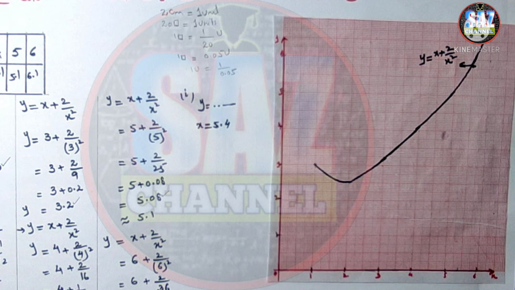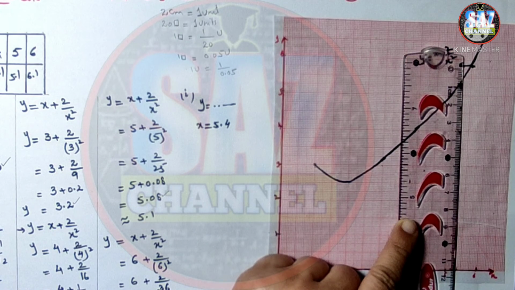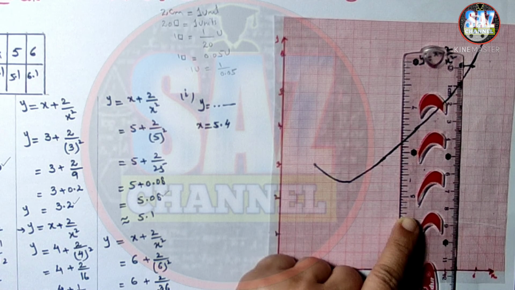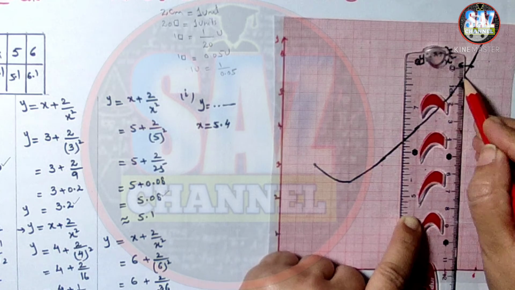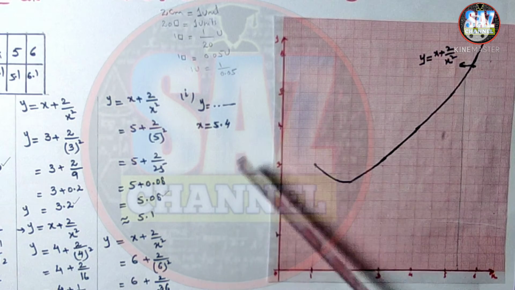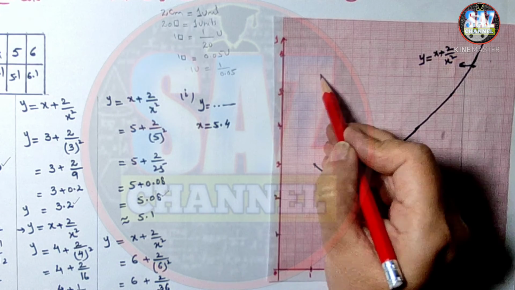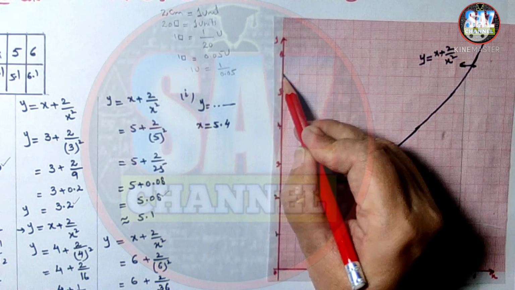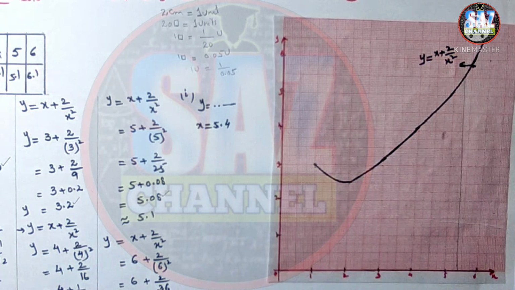8 blocks, and now I have to drop the perpendicular from this point towards the curve, and let me see what the value of y is at that place. And now join this point nicely towards the y-axis, and this is coming right in between 5 and 6, so it will be around 5.5.